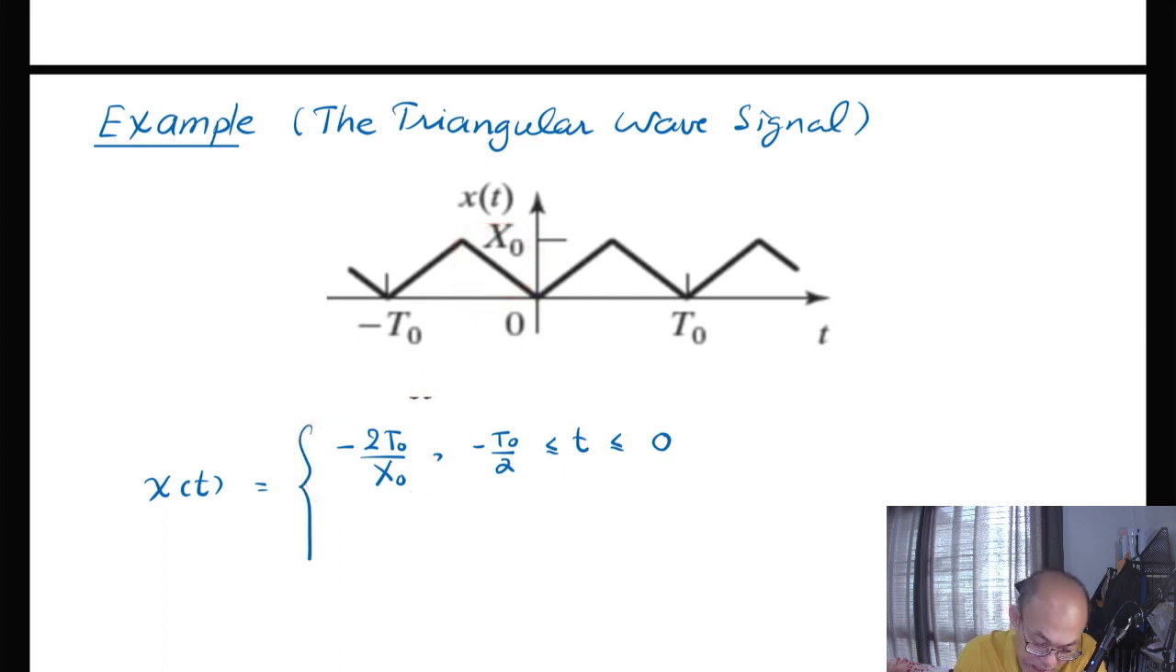All right, and in the positive interval, the slope is positive. The width is t0 over 2, and the height is x0. So you divide the height by the width, and you're gonna get 2 x0 over t0. Now this goes from 0 to t0 over 2.